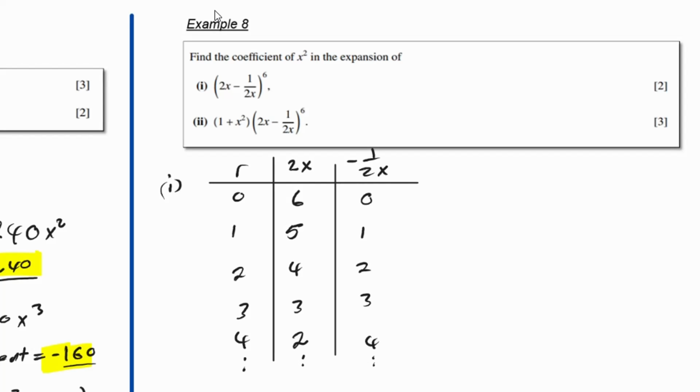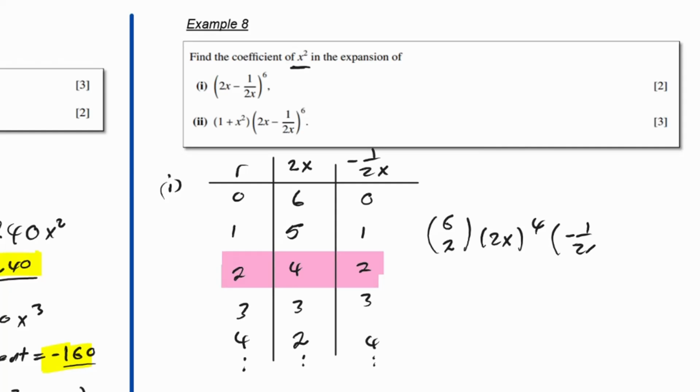So, to get a term in x squared, the difference in the powers has to be 2. And this is possible when r is equal to 2. If we do 6 choose 2 of 2x raised to the power of 4 and minus 1 over 2x raised to the power of 2. Remember, these are the powers. So we're going to do the calculation here.